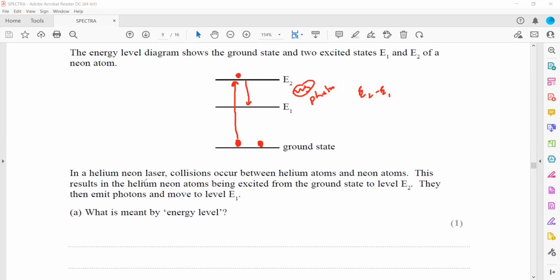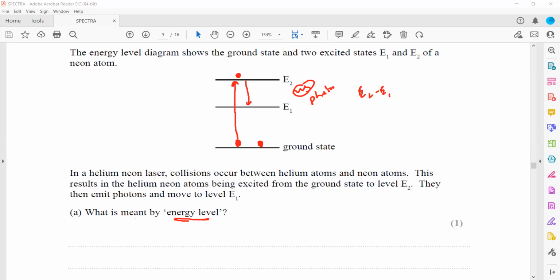So this results in the atom being excited from the ground state to level E2, and then they emit a photon and move to level E1. What is meant by the energy level? First, the definition of energy level.